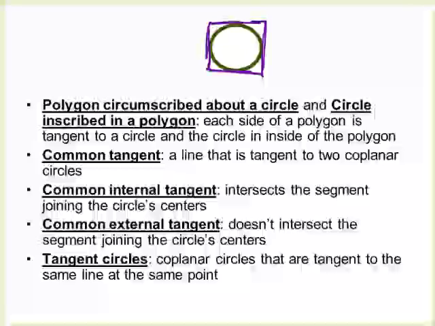So we learned the terms yesterday, inscribed and circumscribed. Just remember that circumscribed means outside. So if I was describing this picture, the thing that is outside is the polygon. So the polygon is doing the circumscribing. Inscribed means inside. So in this picture, the circle is inscribed because the circle is the inside part. Circumscribed is the outside part. Inscribed is the inside part.